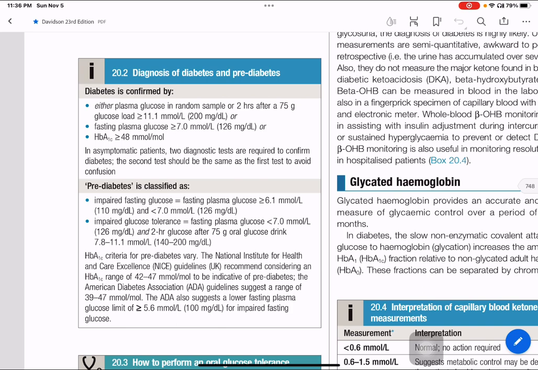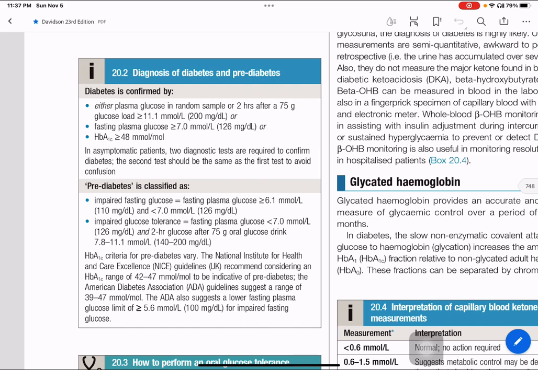Diabetes mellitus is confirmed by either plasma glucose in a random sample or 2 hours after a 75-gram glucose load if it is more than 11.1 millimole per liter, that is more than 200 milligram per deciliter, or fasting plasma glucose more than or equal to 7 millimole per liter, that is equivalent to 126 milligram per deciliter, or hemoglobin A1C more than 48 millimole per mole.